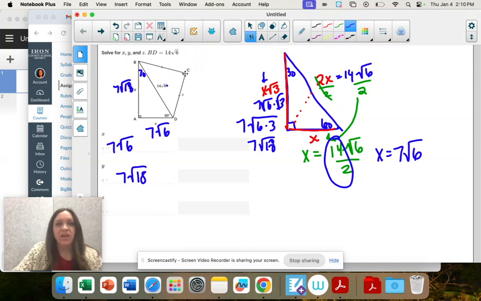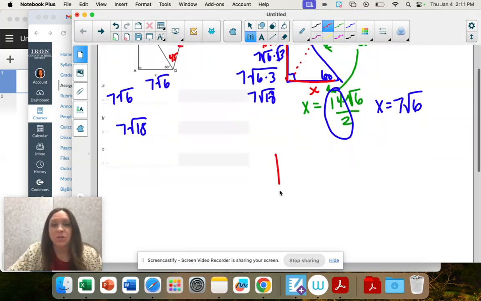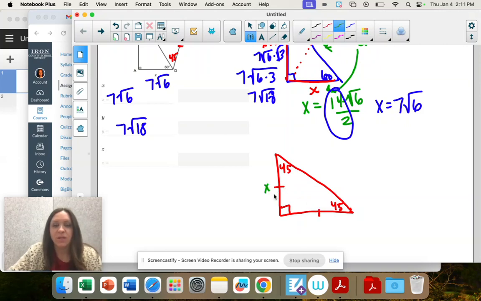And now we need to find z. So we're actually switching back to what we did in our first unit. Look, these sides are the same. So this is a 45, 45, 90 triangle, and we're given the hypotenuse. So switch back to what we did in the first section. 45, 45, 90. These side lengths are the same. And then to find the hypotenuse, you take that value times the square root of 2.